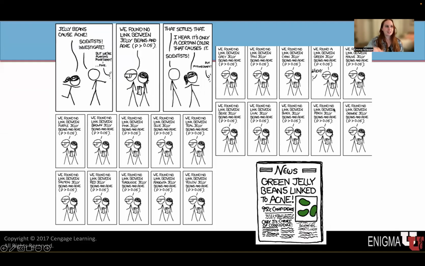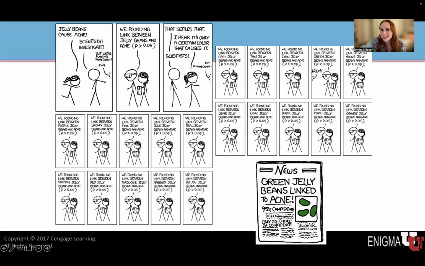Okay, this is just a cute little comic that shows some of the dramatization of z-tests in the media, or how statistical results can be a little bit misleading if you don't understand how they're used or their definitions or context. Here, there's a person saying, scientists, we hear that jelly beans cause acne, you should investigate. And they're saying we found no link between jelly beans and acne. But then they're going to look at the certain colors. I heard it's only a certain color that causes it.